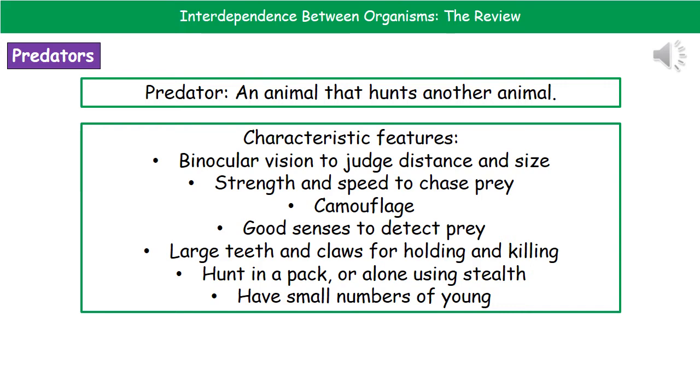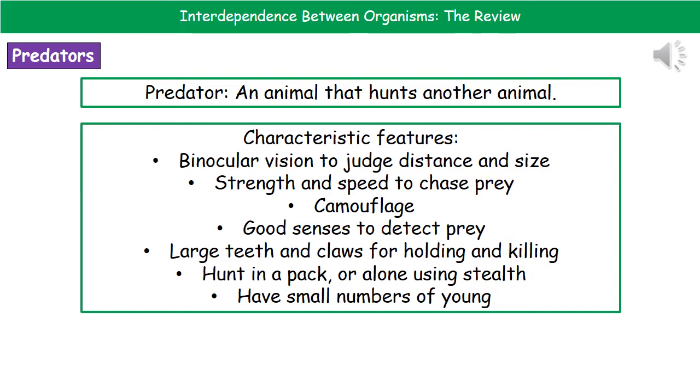Now, what we tend to find is there are a few characteristic features of our predators. First one is they've got binocular vision, so that means their eyes are on the front of their head, and that allows them to judge distance and judge size, both important things when we're hunting. They need to be strong and also be relatively fast in order to be able to chase their prey. They need to be camouflaged to blend in with their surroundings to be able to stalk up and have a better shot at getting that prey. They also need good senses to be able to detect it in the first instance.